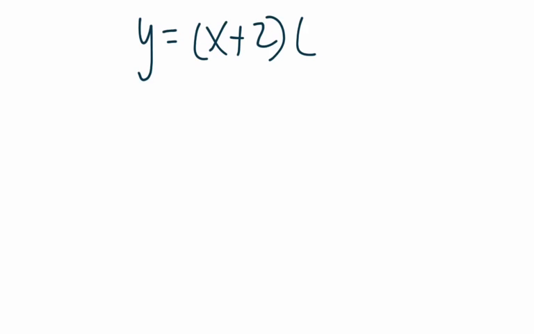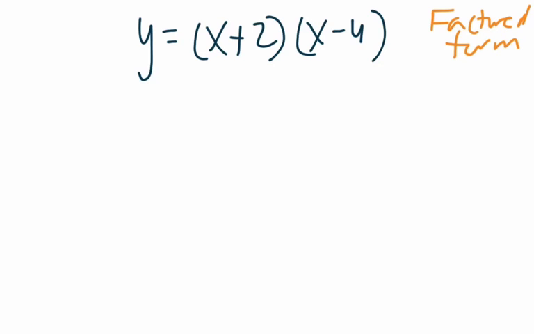So suppose you had this equation or function, y equals x plus 2 times x minus 4. Notice that this is in factored form, so this is not in standard form. Last class, when we were doing degree and leading coefficient and end behavior, we needed the functions to be in standard form. This is factored form, meaning it has been factored, and the two factors there are x plus 2 and x minus 4.